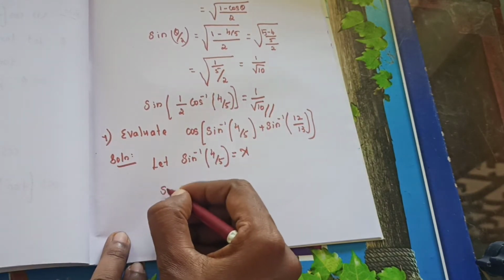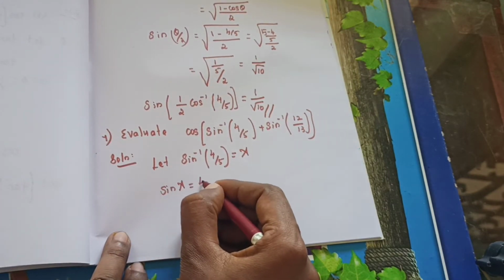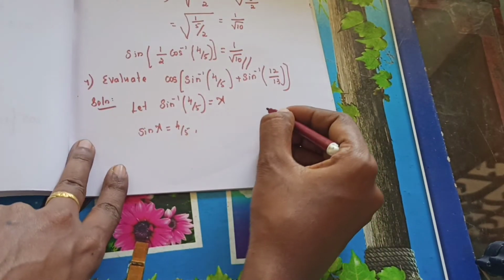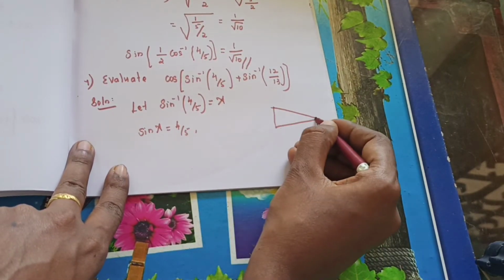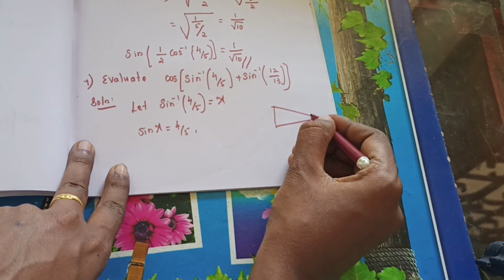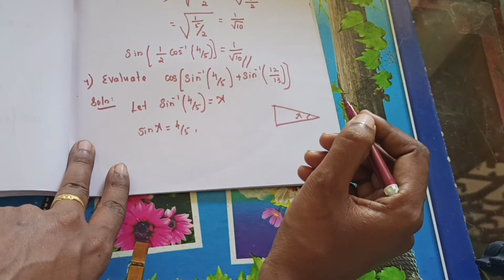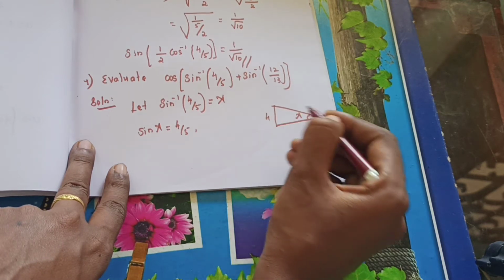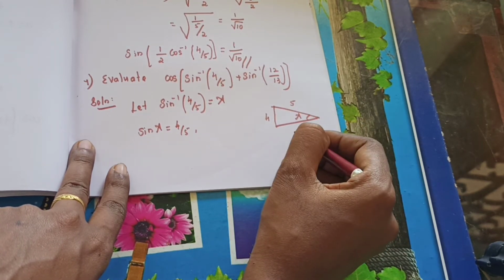So what's the value for sine A? Equal to 4 by 5. From this we need to find cos A. So let us consider one right angle triangle. Here I am considering A as the angle. Sine is opposite side by hypotenuse, is it right? So the opposite side is 4, the hypotenuse is 5. So this one you need to find.